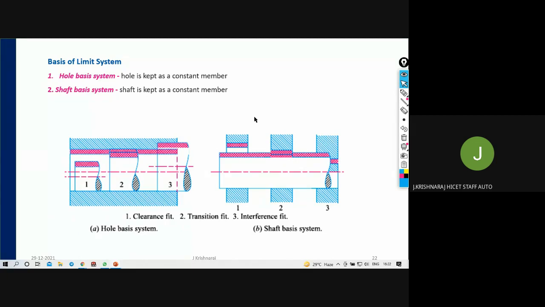But the concept is, in a hole basic system, the hole diameter is kept constant, and the shaft diameter will be varied based on the clearance, transition, or interference fit. A shaft basic system is where the shaft diameter is kept constant, and the hole diameter will be varied depending upon the clearance, transition, and interference fit. So that is about the hole and shaft basic systems.